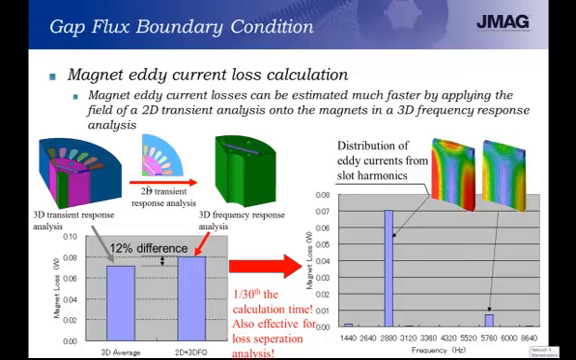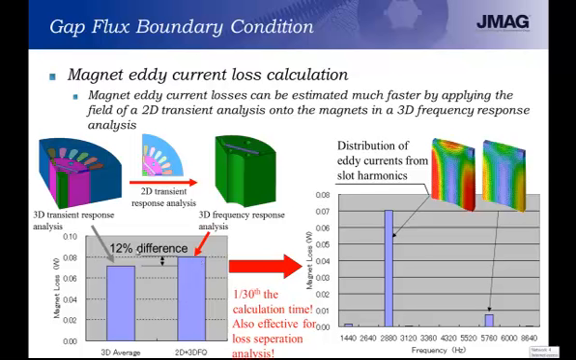We also have tools such as the gap flux boundary condition. Magnet eddy current loss calculation is based on the eddy current losses that are estimated by applying the magnetic field from a 2D transient analysis onto the magnets of a 3D frequency response analysis. So a 3D transient response analysis would generate about 0.07 watts of loss. Our 3D frequency response analysis would generate about 0.08 watts of loss.